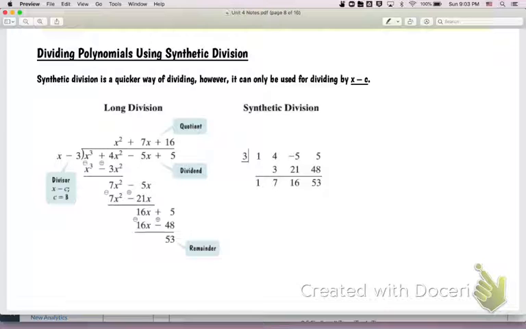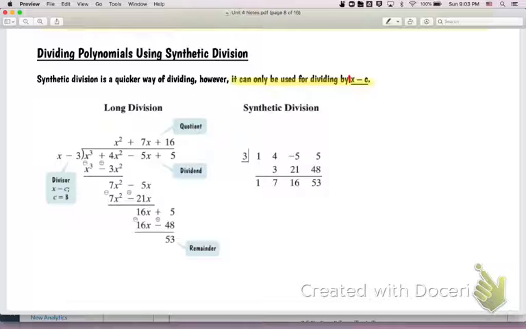However, it is critical to know that synthetic division can only be used for dividing by a factor in the form of x minus c. What that means, it must be a linear factor, x to the first only, and it must have a leading coefficient of 1. So x minus 2, great. 3x minus 2, can't do it. If you have that, then you're going to have to use long division.